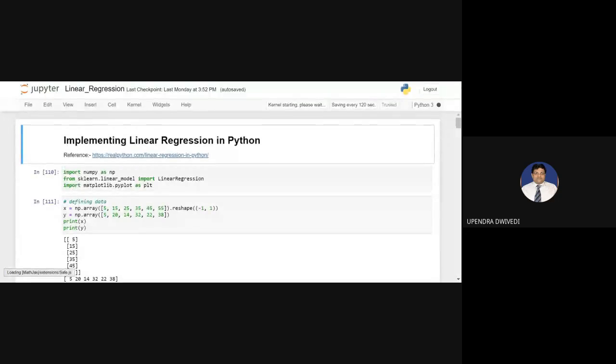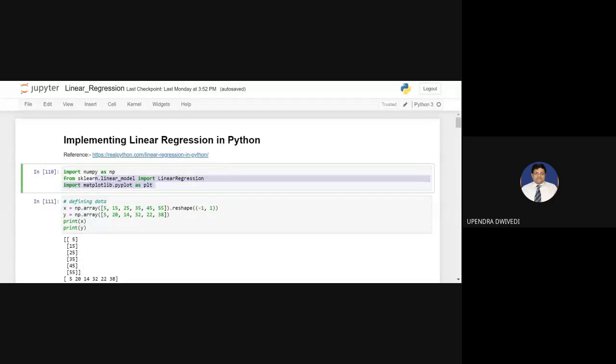Is the Jupyter notebook visible to everyone? Okay. Good.